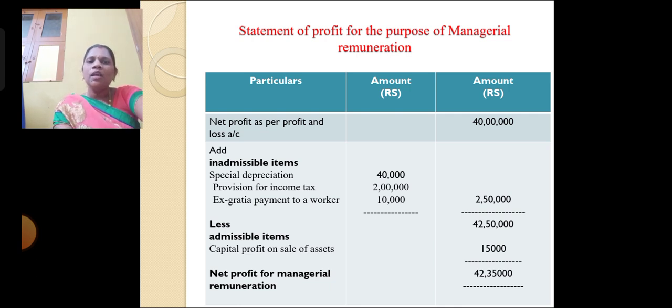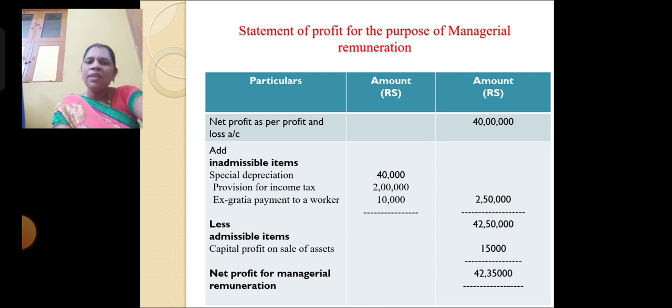First, for the calculation of profit for the purpose of managerial remuneration, the formula is net profit add inadmissible items less admissible items. Once again, I repeat the formula. For the calculation of profit for managerial remuneration, take net profit as per the profit and loss account, add inadmissible items, less admissible items.